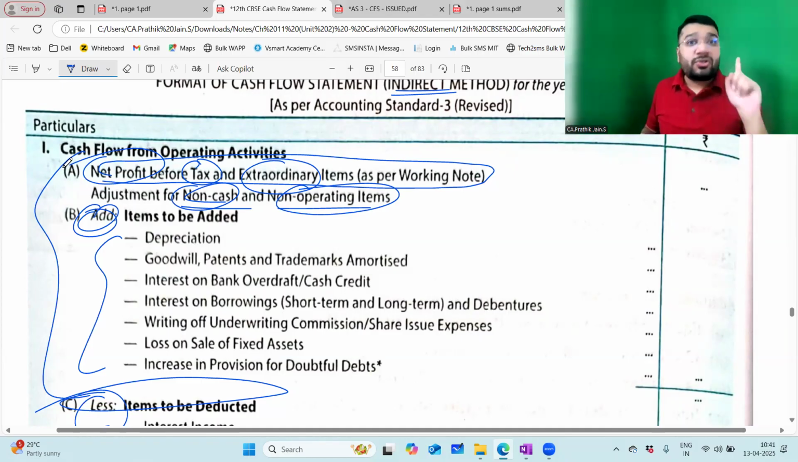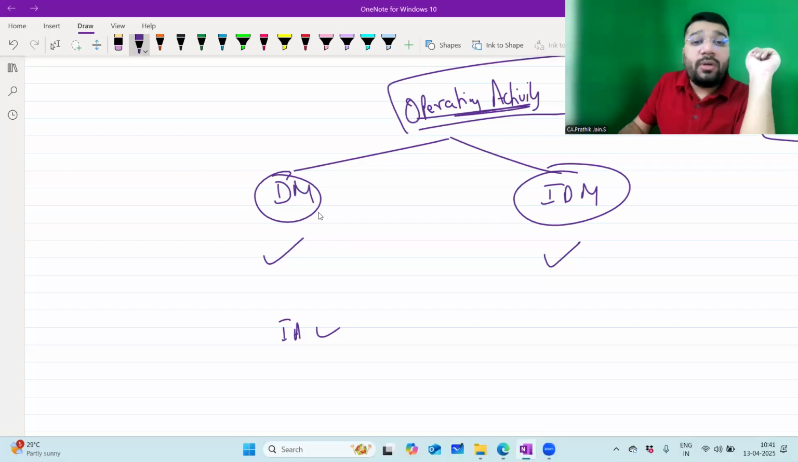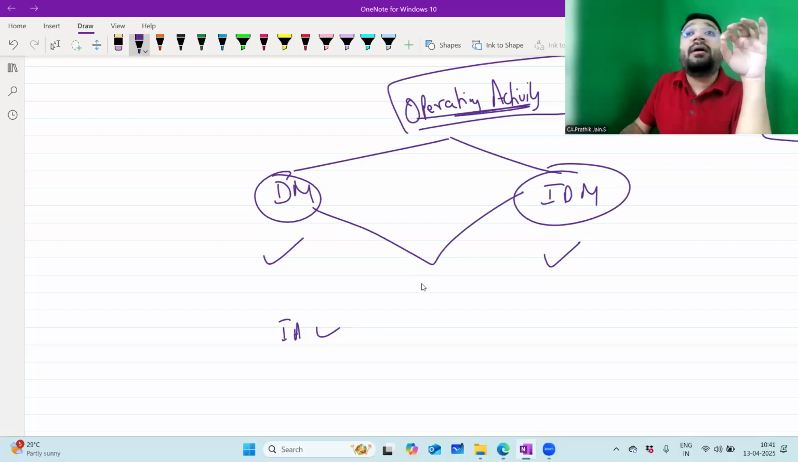Are you able to follow? So the direct or indirect method is only for the purpose of preparing your operating activity. Your preparation of the activities based on financing and investing is always direct, direct, and direct.